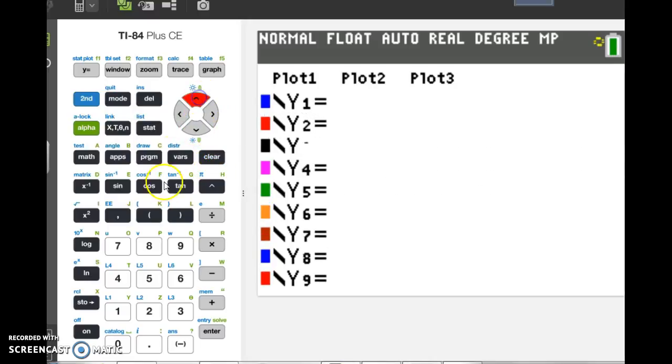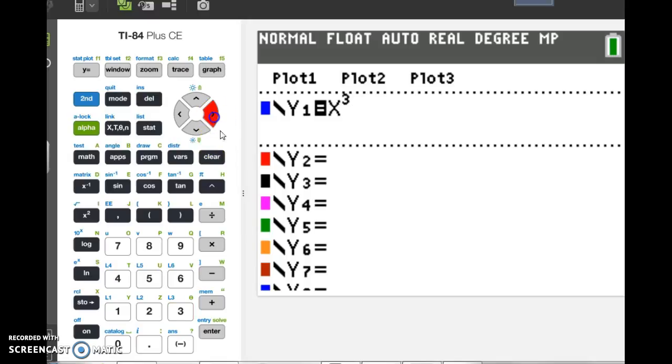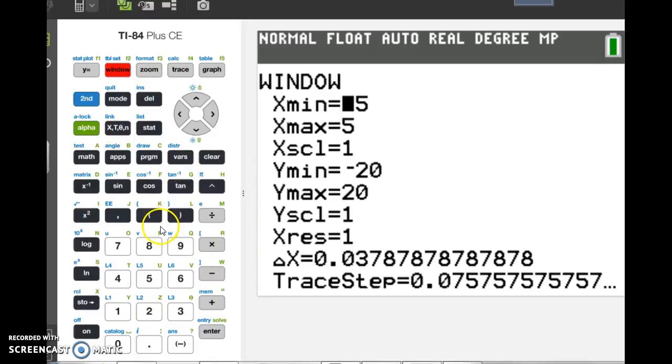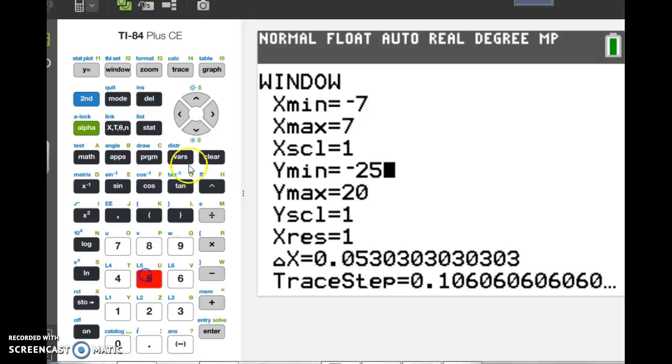And I have x cubed minus x squared minus 12x. And my window on this is going to be from negative 7 to positive 7 and from negative 25 to positive 25. So to sketch this, I should have zeros of negative 3, 0, and 4.